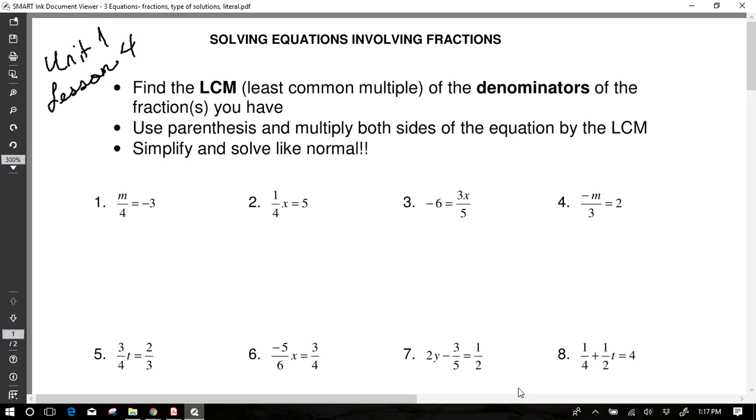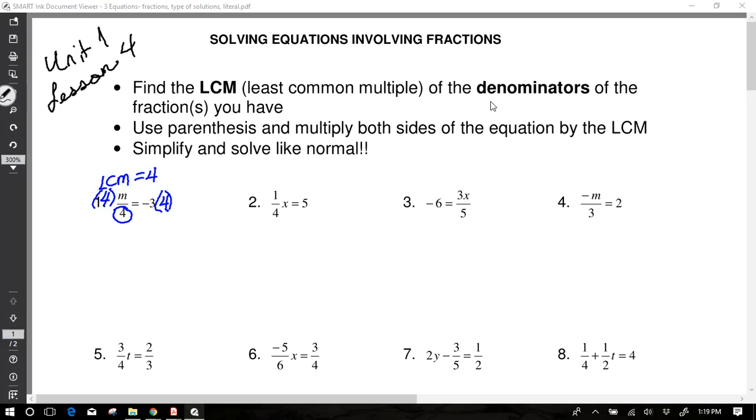So let's go ahead and start here with example number 1. So I only see one fraction right here. And so my least common multiple for this one fraction is going to be 4. So because my least common multiple of the denominators is 4, I will need to multiply each term in my equation by the number 4. So here's how that'll look. Okay, 4 and then 4. There's only 2 terms in this first equation, so I just need to do it twice.